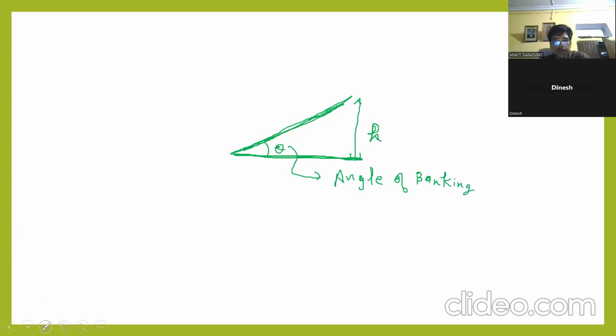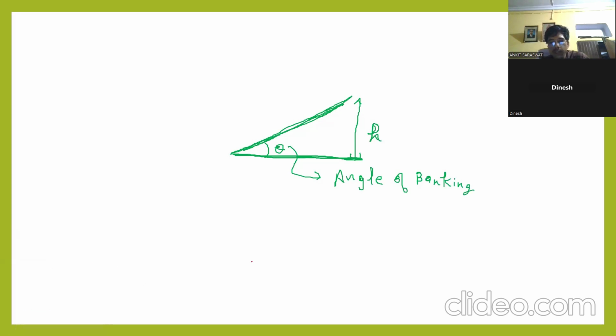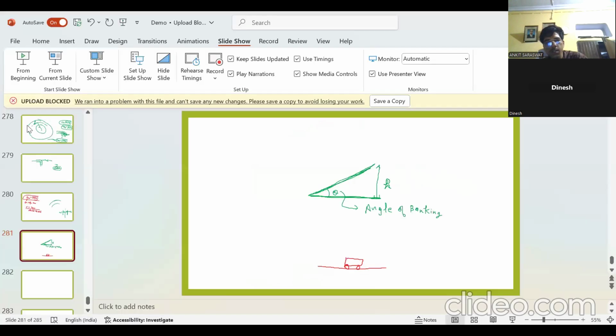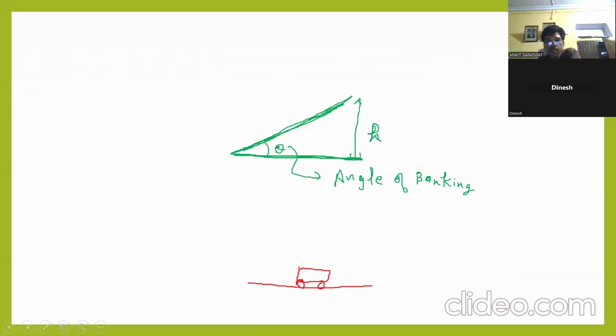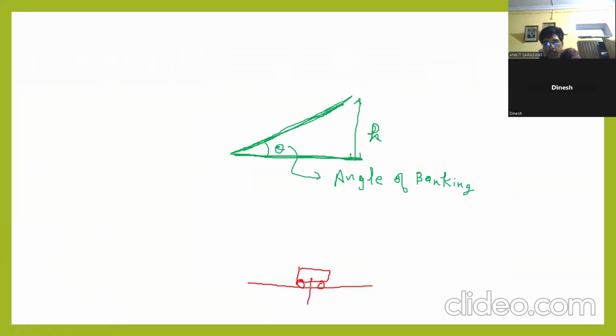For example, when there is no banking, the car is like this. The weight of the car will be like this, mg, and this is the normal. The centrifugal force will be like this, and friction will be towards the center.